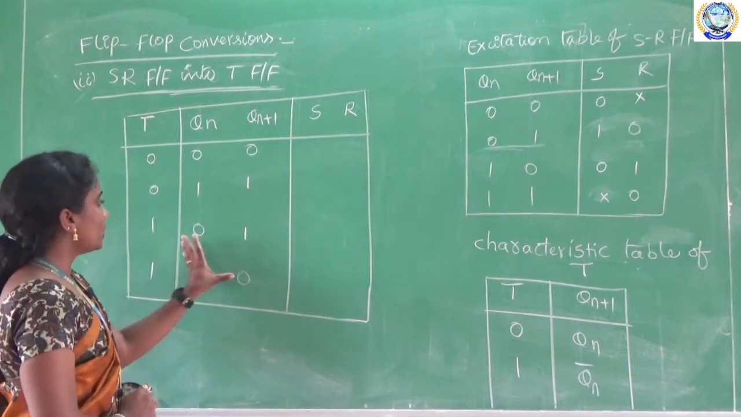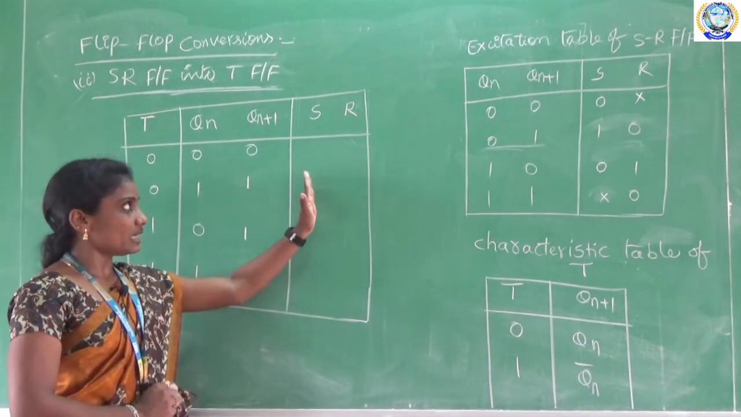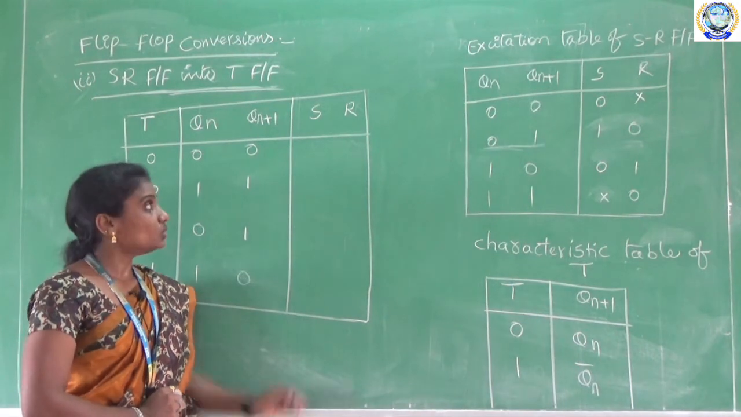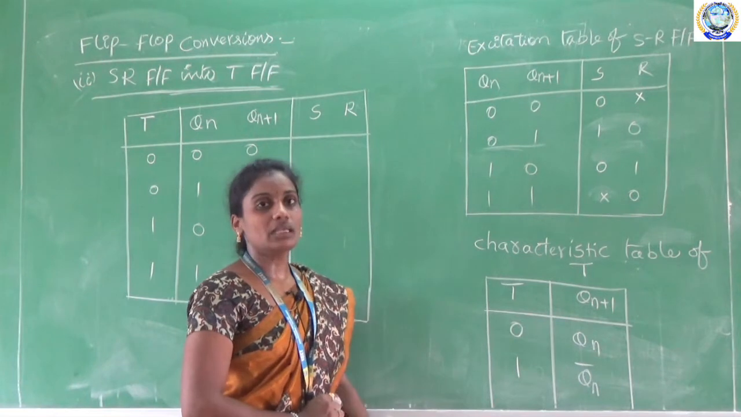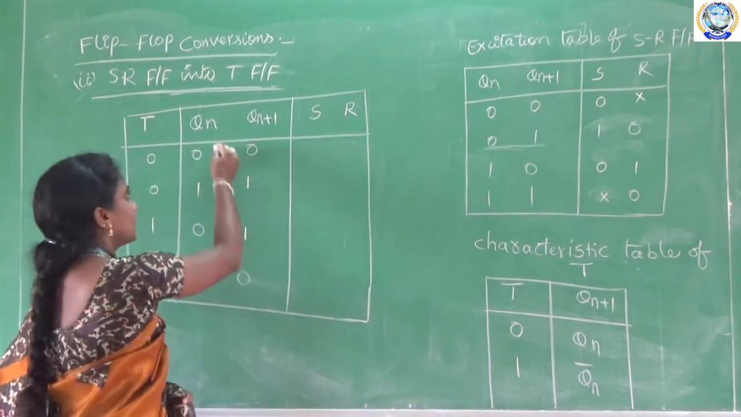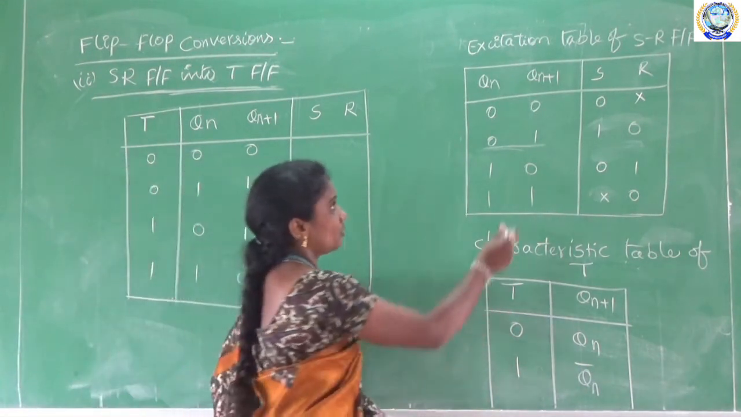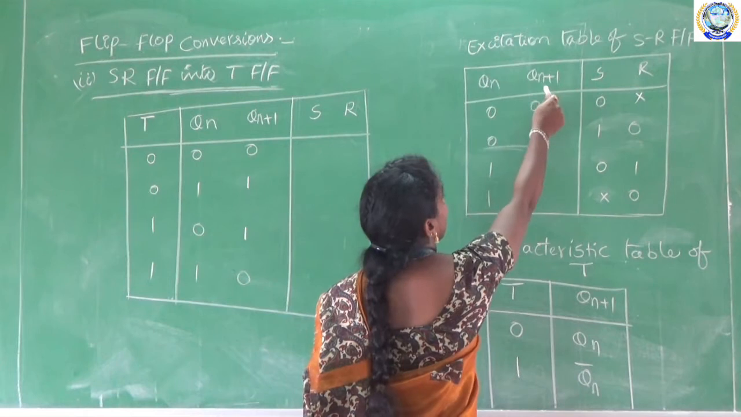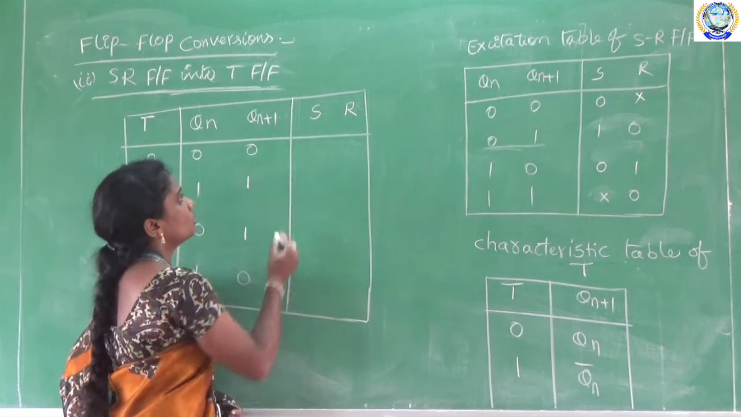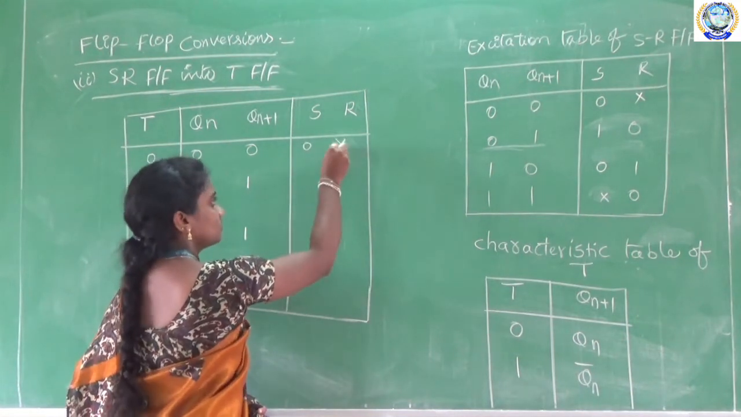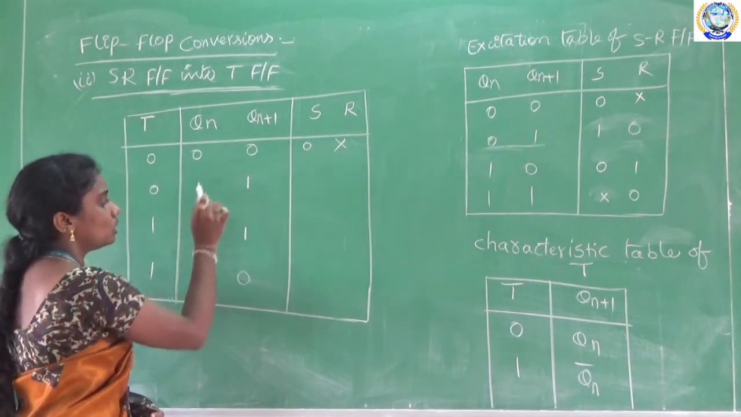So now, based on these present state and next state values, we need to write the states of S and R. To write the S and R values, we are moving to the excitation table of the SR flip-flop. So here I am considering Qn and Qn plus 1 equal to 0, 0. What are the values of S and R? Here Qn plus 1 both are 0. S equal to 0, R is don't care. Again here, when Qn equal to 1, Qn plus 1 equal to 1.